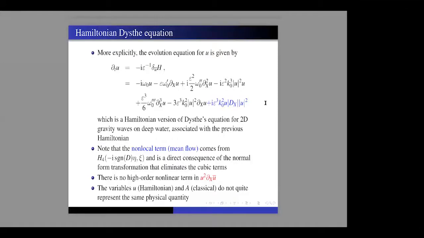And here it's clear, right? In this context, it comes from the correction H4 of eta tilde xi. So therefore it is a direct consequence of the normal form transformations that has eliminated the cubic terms from the Hamiltonian. Also, there are no high order nonlinear terms in U square partial X conjugate U. So in some way, the Hamiltonian Dysthe equation is slightly simpler than the classical Dysthe equation. You only have these high order derivative terms in addition to the mean flow term.